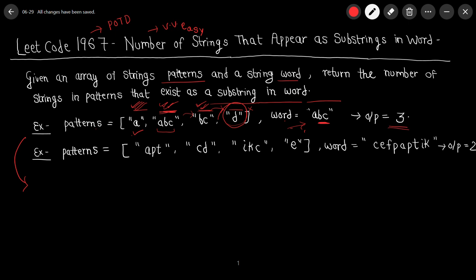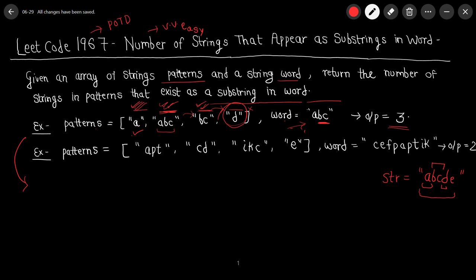So our valid substrings are A, ABC, and BC. So we return 3. See, a substring is nothing but a contiguous portion of the string. Suppose our string is A, B, C, D, E. So A can be a substring, AB can be a substring, BC can be a substring, or simply D can be a substring, or the whole string is also a substring of itself. So ABCDE is also a substring of itself.